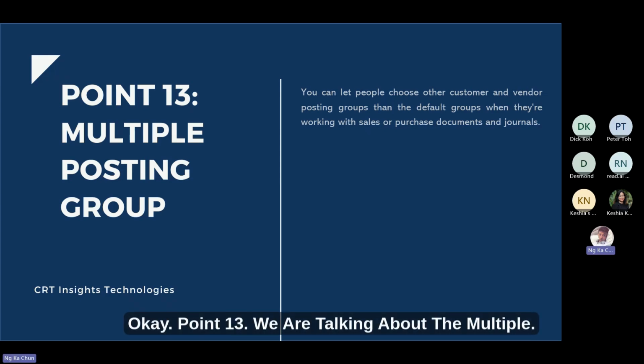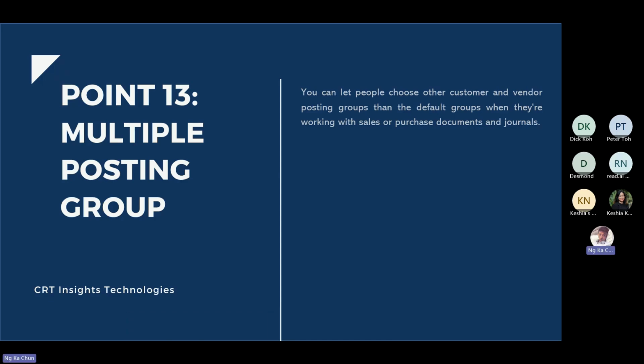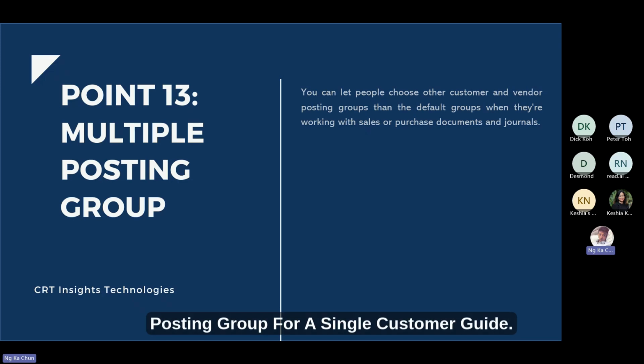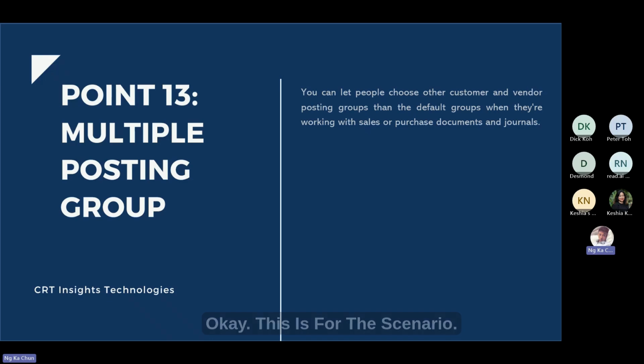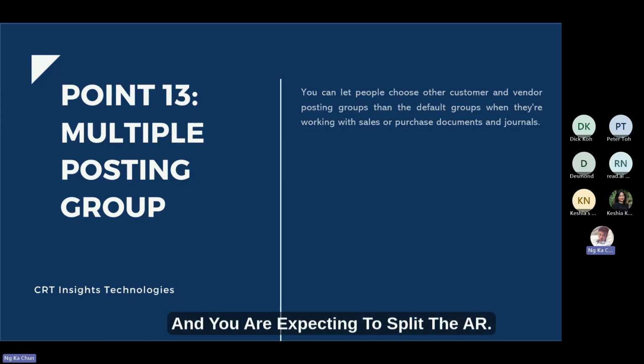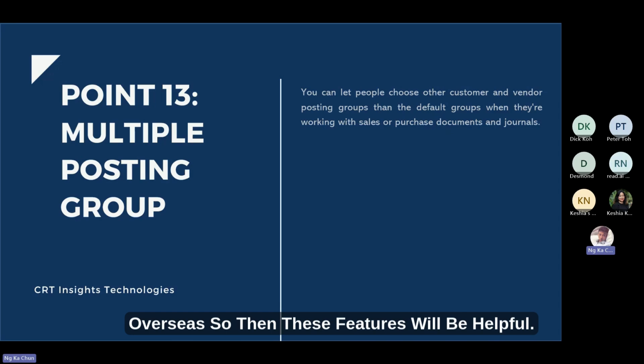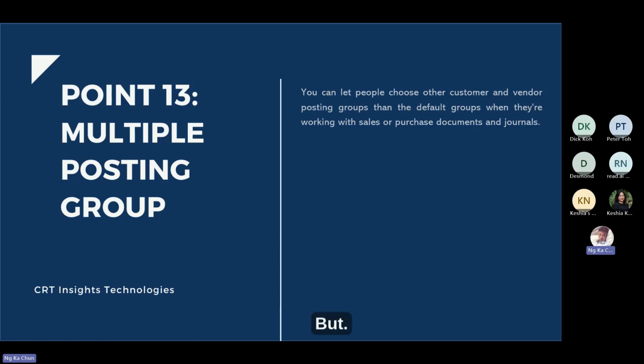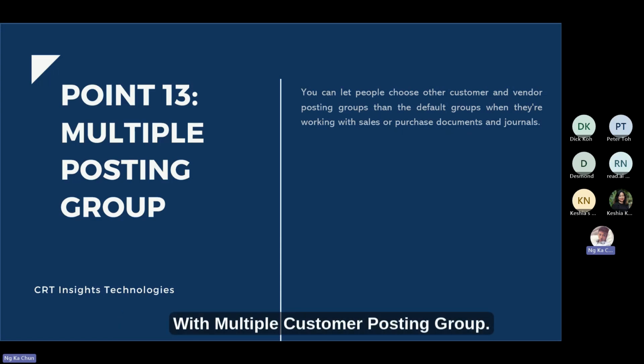Point 13, we are talking about multiple posting groups. This feature allows the user to configure alternate posting groups for a single customer card. This is for the scenario where you are dealing with a single customer for both local and export sales, and you are expecting to split the AR by local and overseas. Then this feature will be helpful. It allows you to maintain a single customer card, but with multiple customer posting groups.